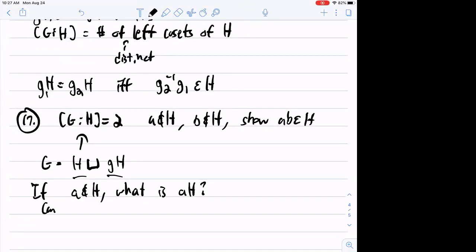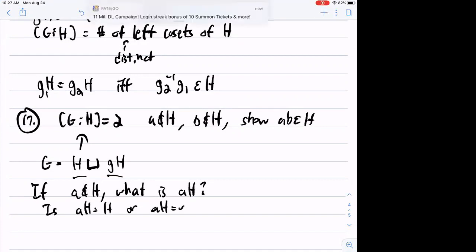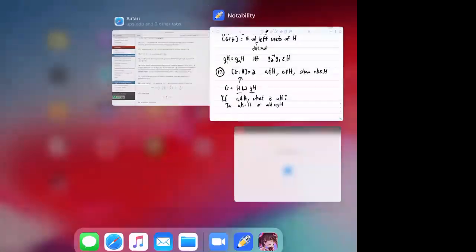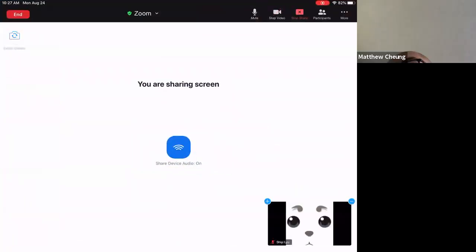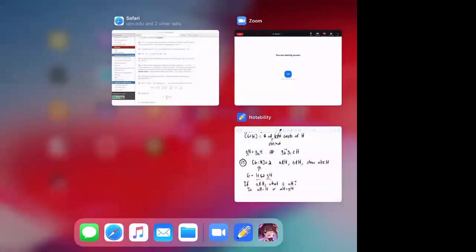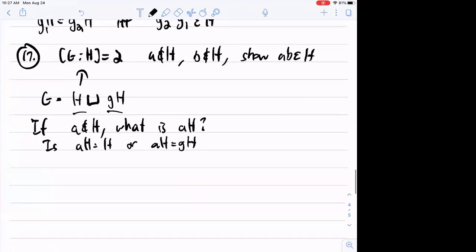Can this happen? Can AH be H? So I'm asking, is AH equal to H or AH equal to GH? Which one is it? You have two choices, right? I mean, there's only 2 distinct left cosets, so you'll have to choose. So what does the first one mean?